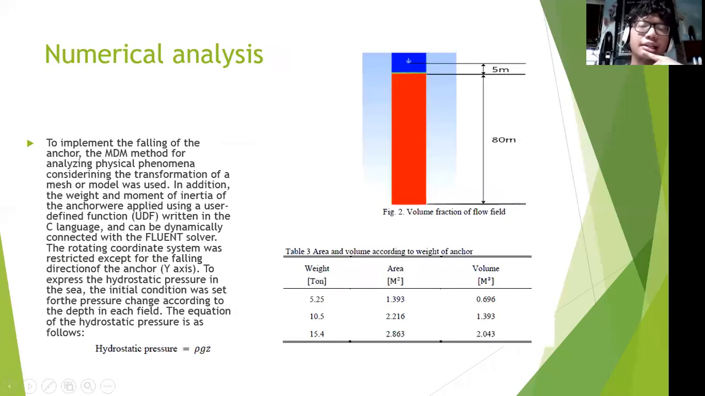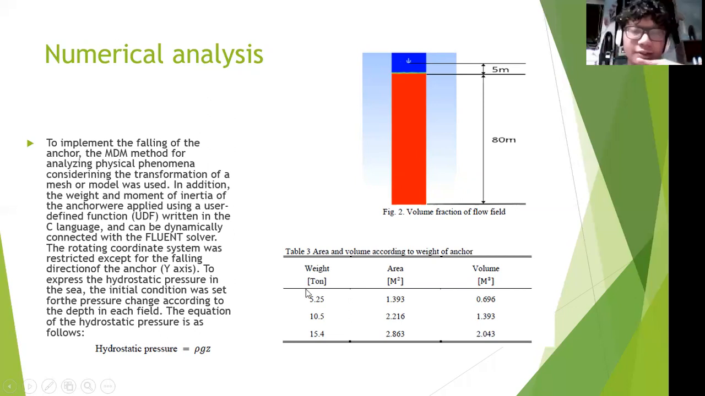Next, we can use the MDM method to analyze physical phenomena, considering the determination of a mesh or model. We could see that at this 5-meter height above the sea bottom, the anchor is dropped not in a steady velocity state. But the steady velocity state we got is at the 5-meter height itself. After that, we could get the weight, area, and volume of the anchor itself.